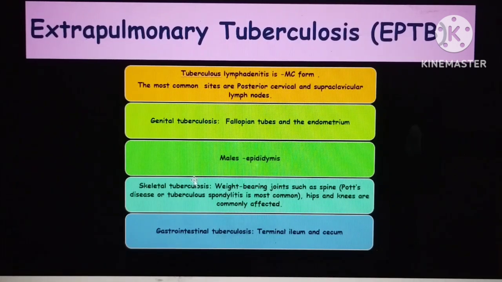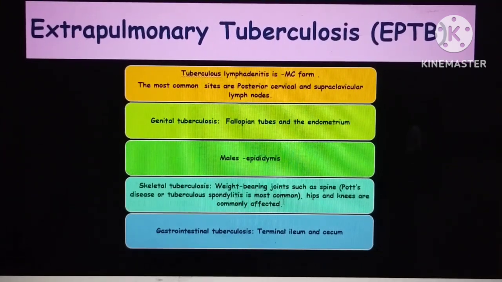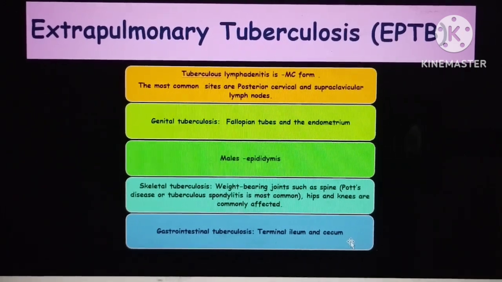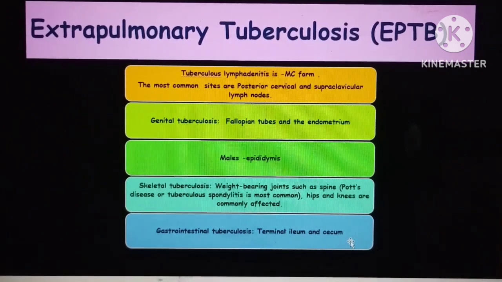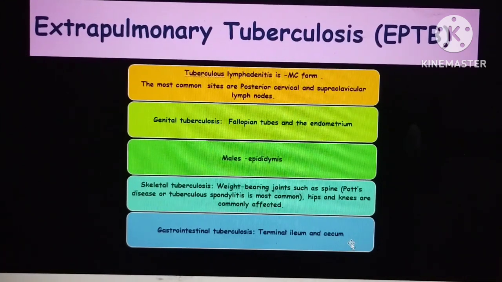Coming to skeletal tuberculosis, it is Pott spine. It usually affects weight bearing joints, and tuberculous spondylitis is also most common. But just remember Pott spine, and the other commonly affected sites are the hips and the knees. Coming to the GI tract, it usually affects the terminal ileum and the cecum. You can remember it as ileocecal. What is another most common ileocecal condition? It is an amoebic ulcer. Amoebic intestinal ulcer also affects the ileocecal area.